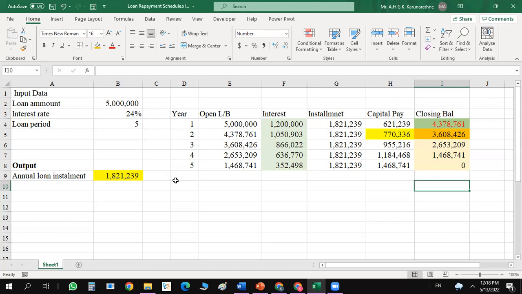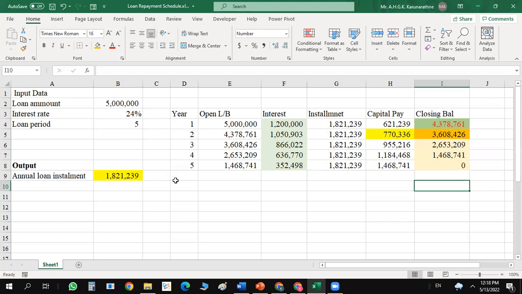Because banks will regularly revise their installments to match the current interest rate. But if you have borrowed on fixed rates, it is not possible for the bank to change your installment.